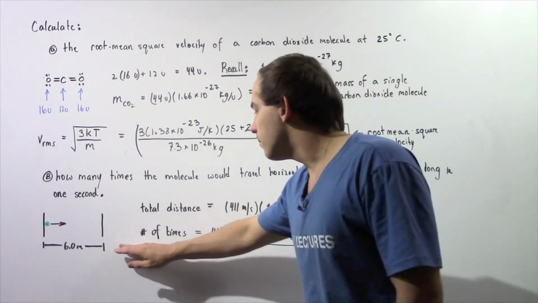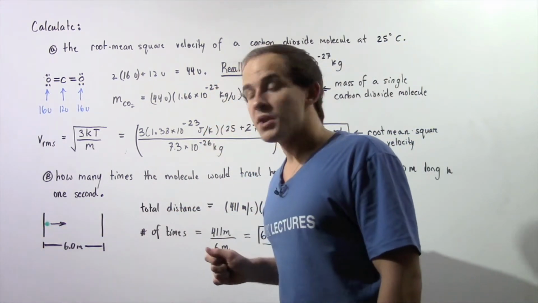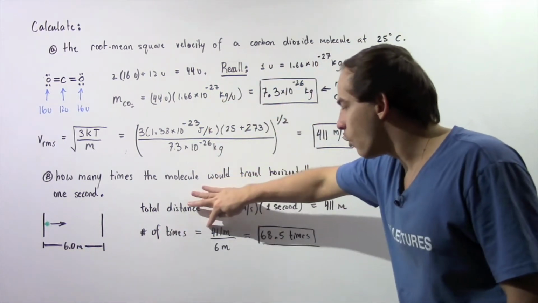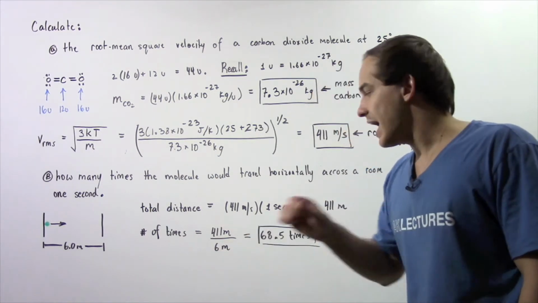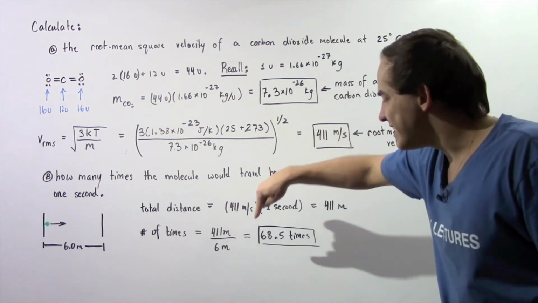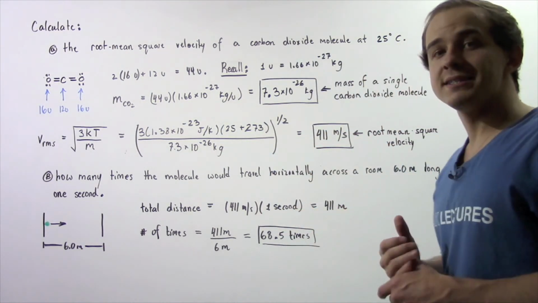Now, to find the number of times our molecule goes across a room that is 6 meters long, we simply take 411 and divide that by 6 meters. And we see that it goes across the room 68.5 times, so about 69 times.